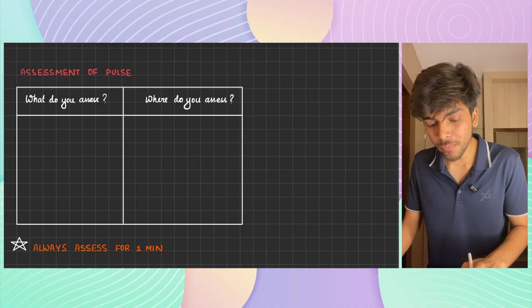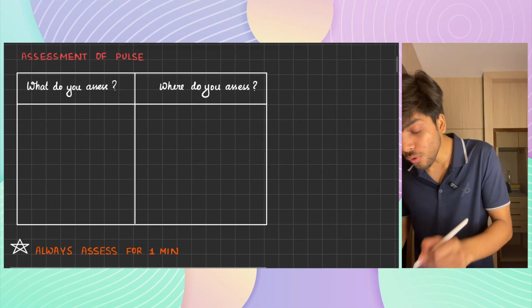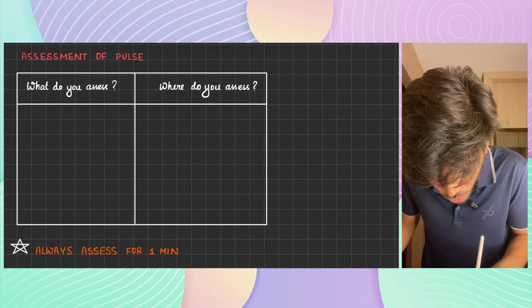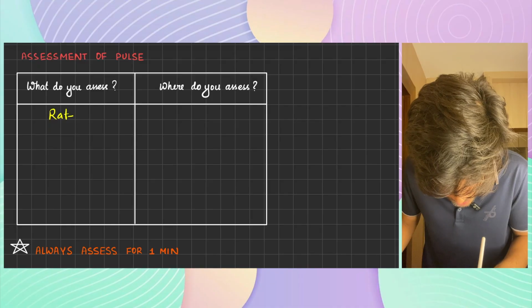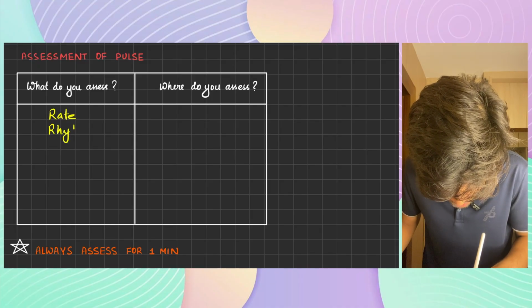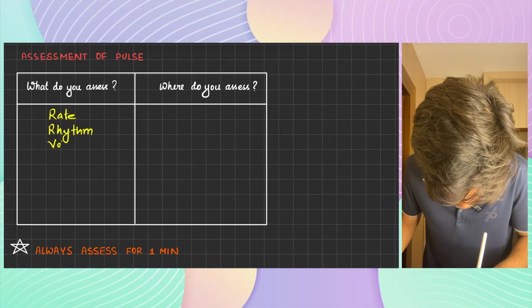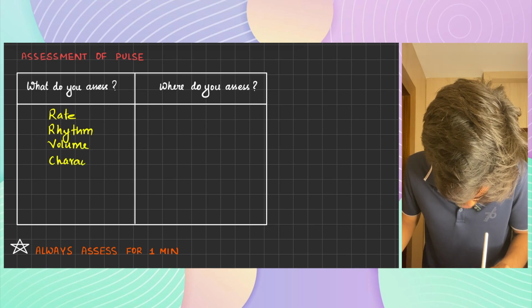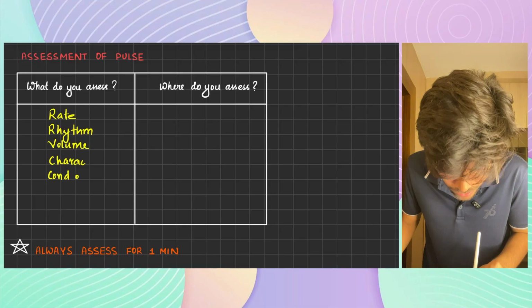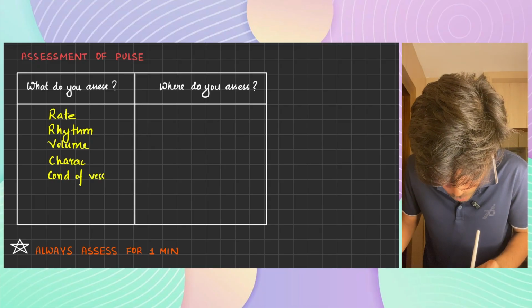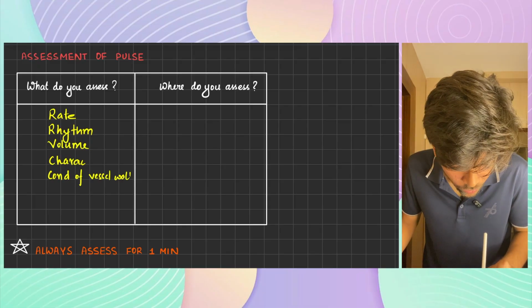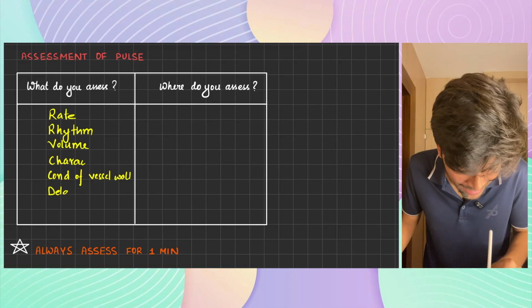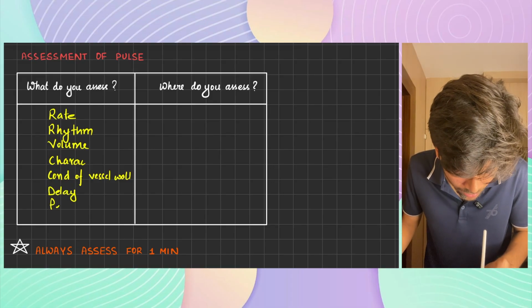Next up, assessment of pulse. You assess the following characteristics of pulse. You look at the rate of pulse, you look at the rhythm of pulse, you look at the volume of pulse, then you look at the character of pulse, then you look at the condition of vessel wall, you look at delay, whether there is radioradial or radiofemoral delay, and finally you palpate the peripheral pulses.